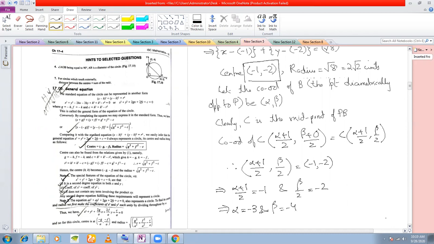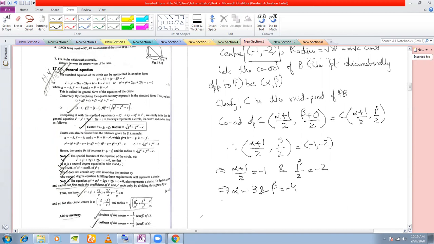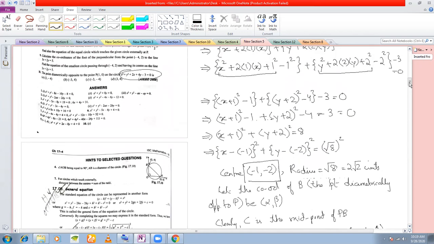So what are the coordinates of the point B? Therefore, the coordinates of B is (-3, -4). This is the point that is diametrically opposite to the point P. And do I have that option here? Yes, option C is the correct answer.